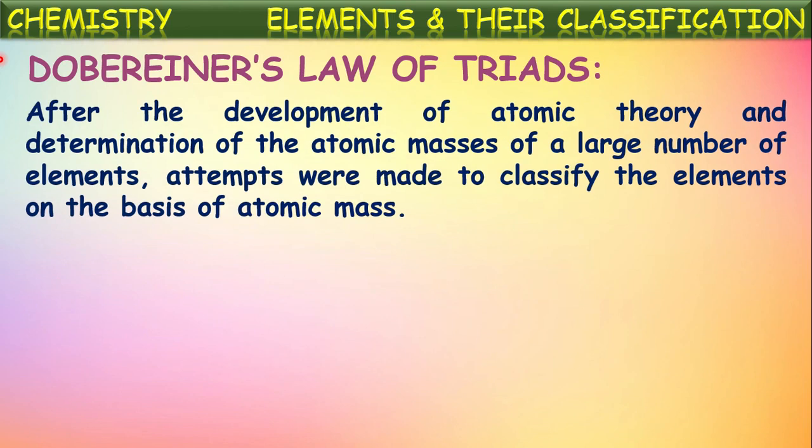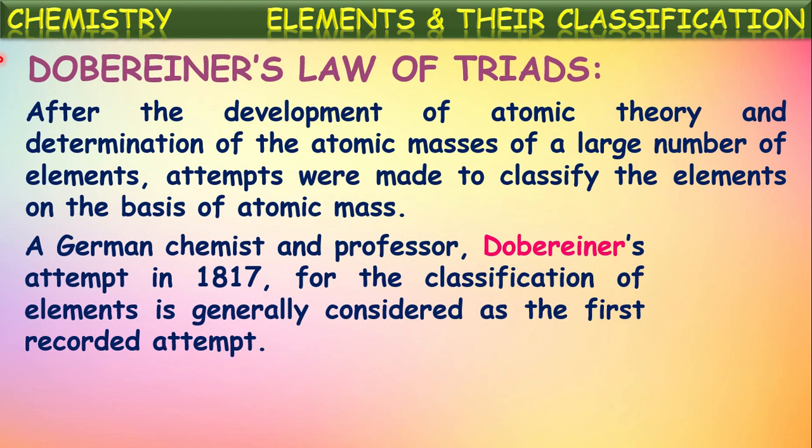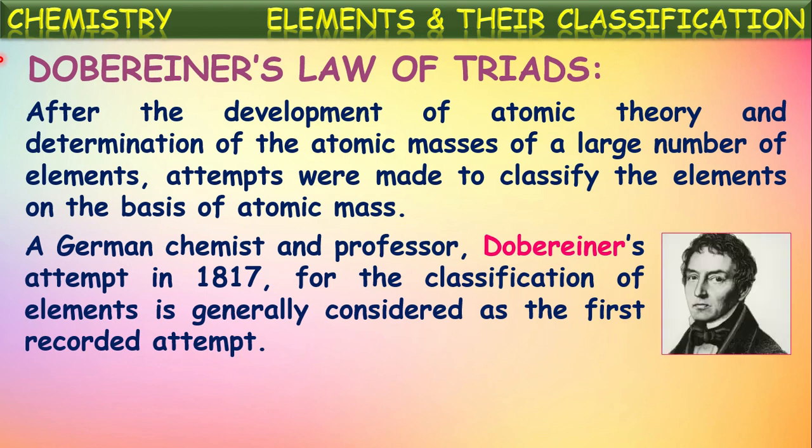After the development of atomic theory and the determination of atomic masses of a large number of elements, attempts were made to classify the elements on the basis of atomic masses. So scientists tried to classify the elements based upon their atomic mass. A German chemist and professor, Daubernier, made an attempt in 1817 which is generally considered the first recorded attempt. He tried to classify the elements based upon the property atomic mass.